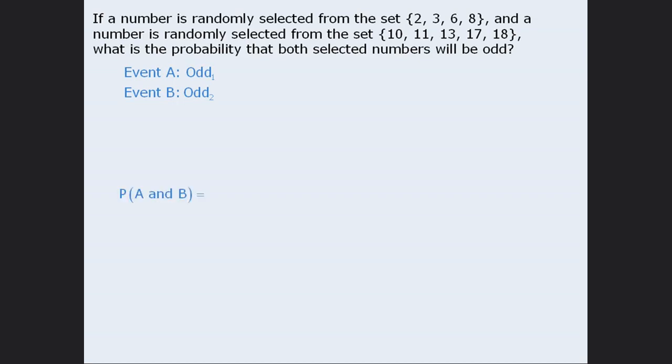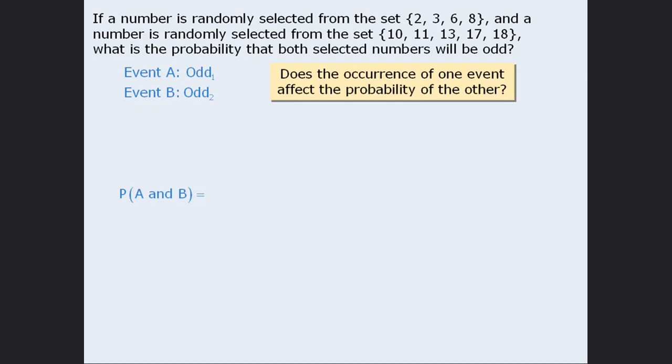To find the probability that events A and B both occur, we should first determine whether these 2 events are dependent or independent. To do this, we'll ask the question, does the occurrence of one event affect the probability of the other event? Well, event A is selecting an odd number from the first set. If that event occurs, and we do select an odd number, does this affect the probability of event B, which is selecting an odd number from the second set?